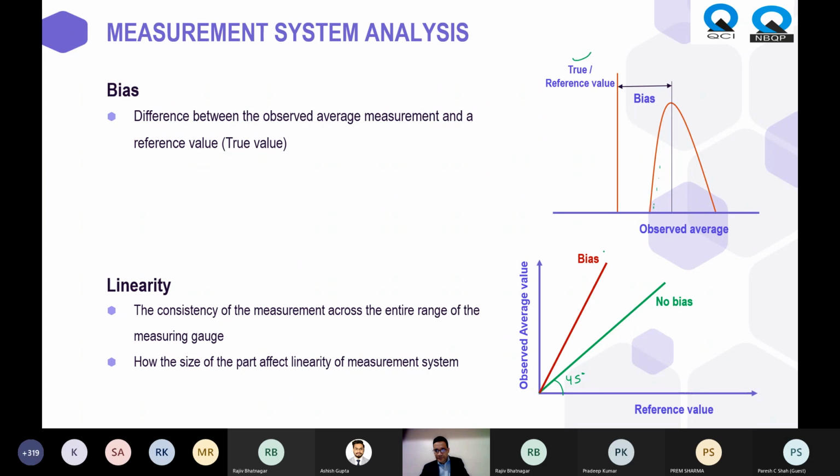But in the second case, it's not proportionate, it's biased. The change in my reference value is not proportionate to my observed average value. So I have to make sure that if I'm capturing data, my process has to be linear throughout the range. If that weighing machine is able to measure the weight between 50 kg and 1000 kg, it should be linear between 50 kg and 1000 kg. There should not be deviation for any of the weights in between, maybe 1000 kg, 500 kg, 100 kg. If there is deviation, then I will say my measurement system is not linear. I need to check in that case.